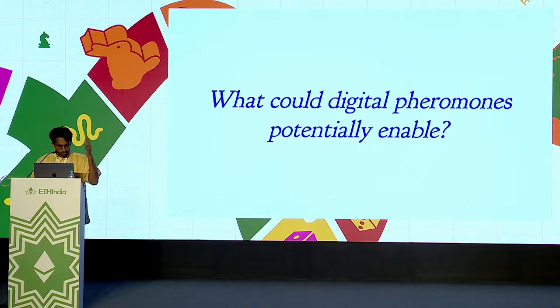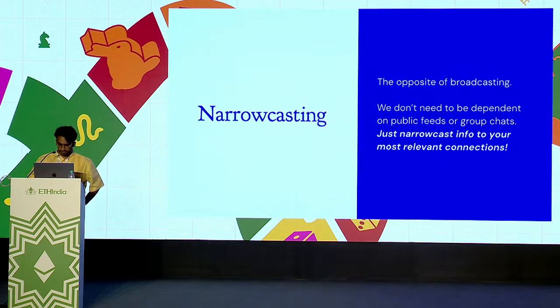So I'm just going to go through a bunch of different ideas for what this sort of thing can enable. I'll skip through a couple of them because we don't have that much time. But the first is the idea of narrowcasting. This is the opposite of broadcasting. Instead of just putting out information to everybody and hoping an algorithm gets to the right people, you can privately attest to the criteria of the person that you want to share this information with.